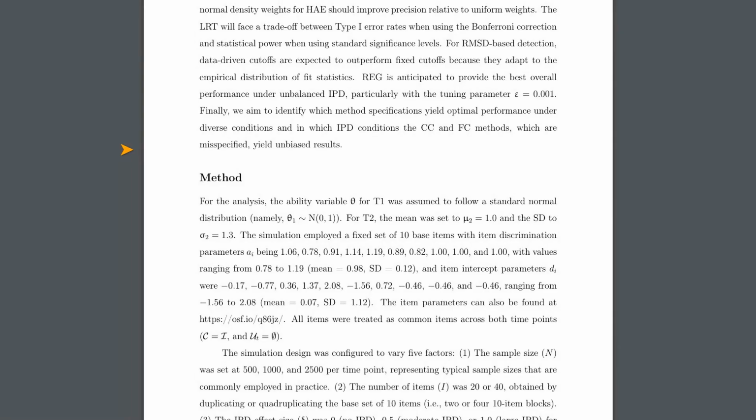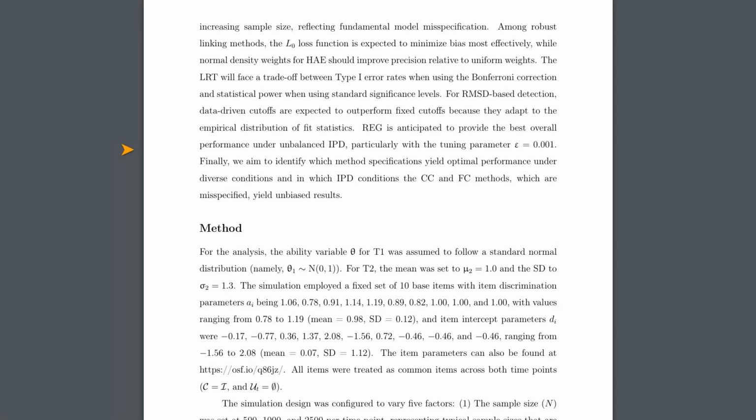For the mean estimate, Haberman linking with a specific setting, P0, performed best overall among the robust methods. With very little bias, regularized estimation with SPIC also showed good bias control, especially with larger sample sizes. For the standard deviation estimate, Haberman linking across many settings performed well and was unbiased. But again, concurrent and fixed calibration and even some robust linking methods showed significant bias and poor performance.